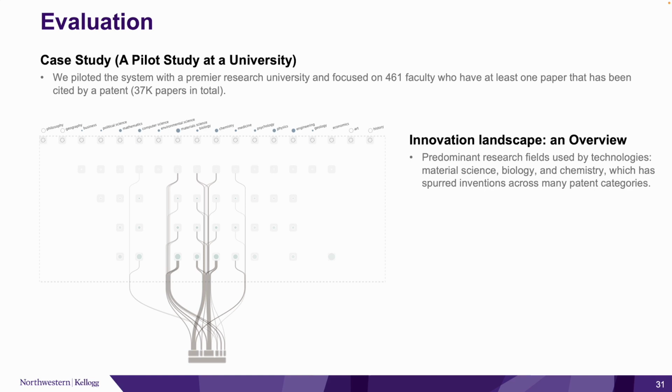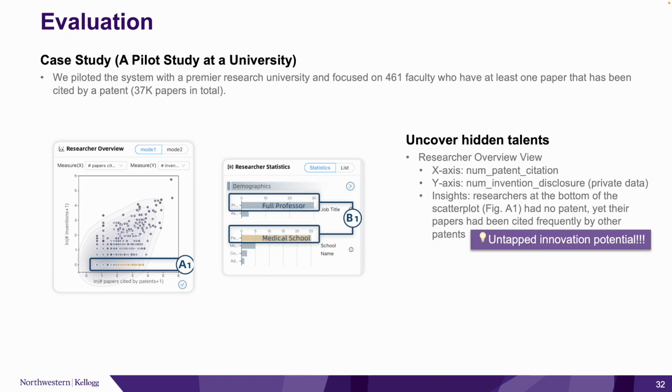Overall speaking, in this university, material science, biology, and chemistry are 3 predominant disciplines whose knowledge has spurred inventions across many patent categories. After the overview, our experts are also interested in uncovering hidden talents and untapped innovation potential. So when we go to the researcher overview, at the bottom of the scatter plot lay an interesting group of researchers. They themselves had no invention disclosure, yet their papers had been cited frequently by other patents. Most of them are professors at the medical school.